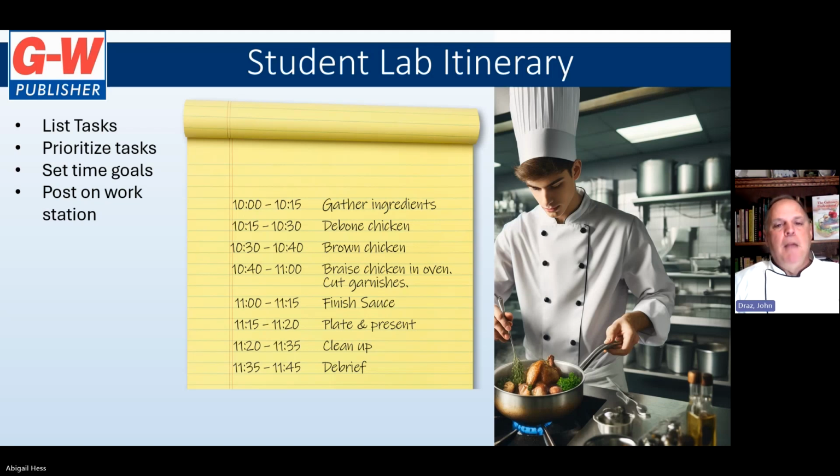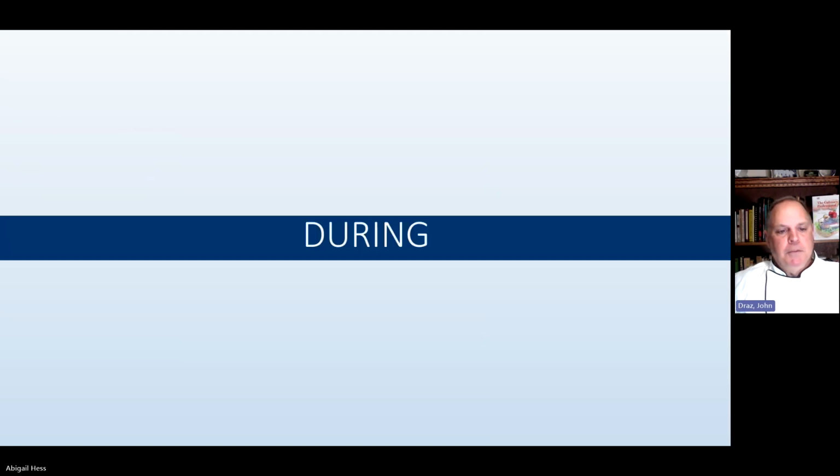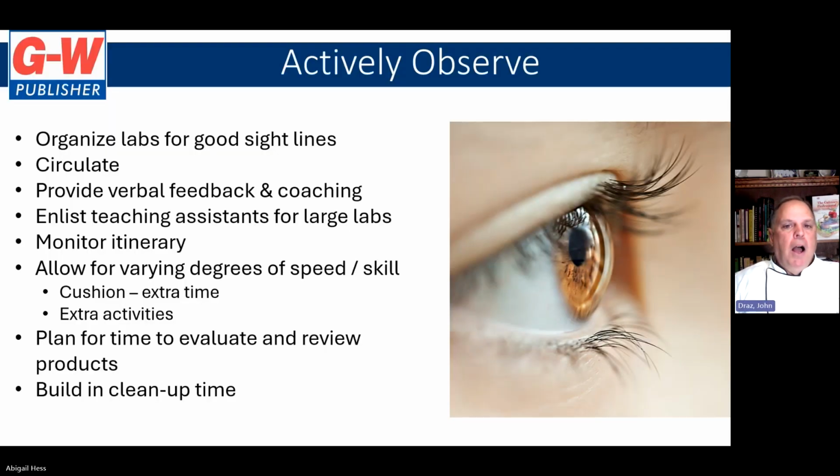So this is what I meant by having a student itinerary, or having students create an itinerary for their lab. A list of tasks with the time. And then during the lab session, actively observe. Organize your lab so it's easy, so you've got good sight lines from wherever you're at. If you've got a large kitchen, having people spread out in various corners may not be as effective as having them grouped in one area where it's easy to see more of what's going on at any one time.